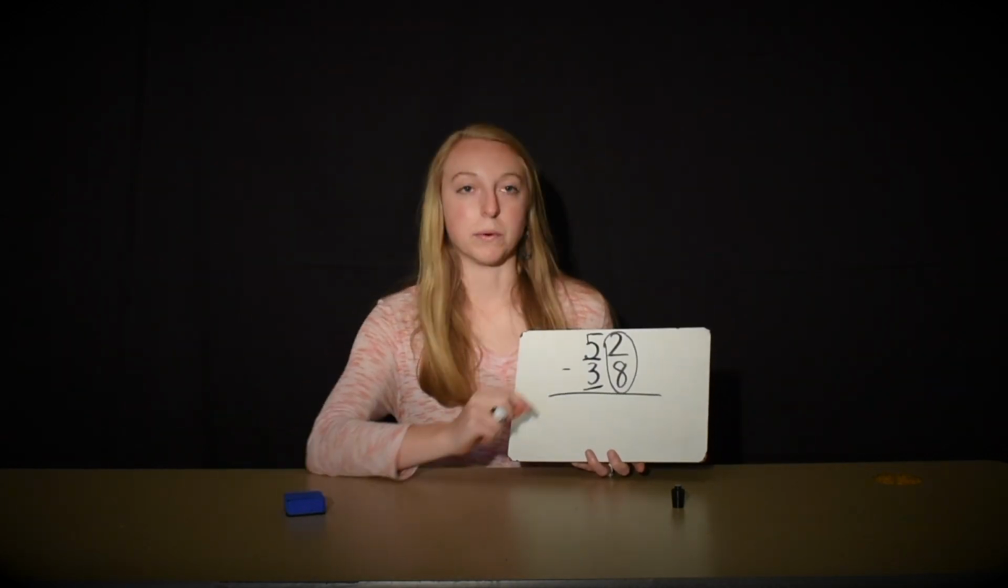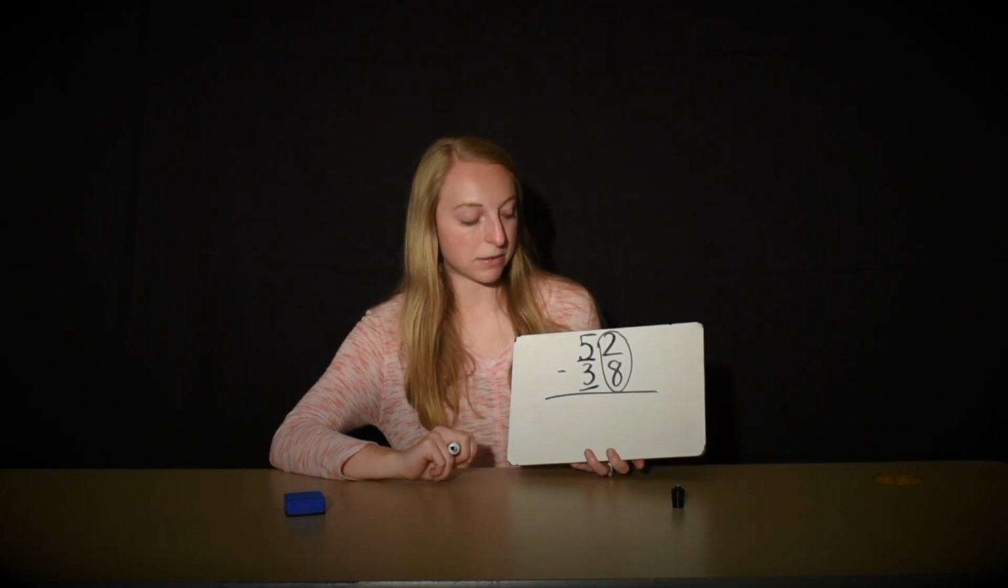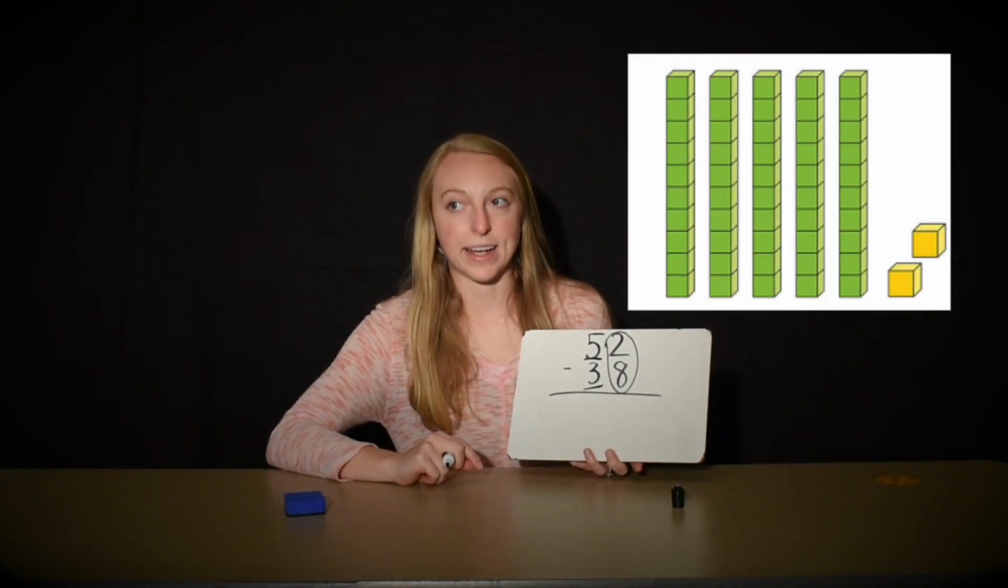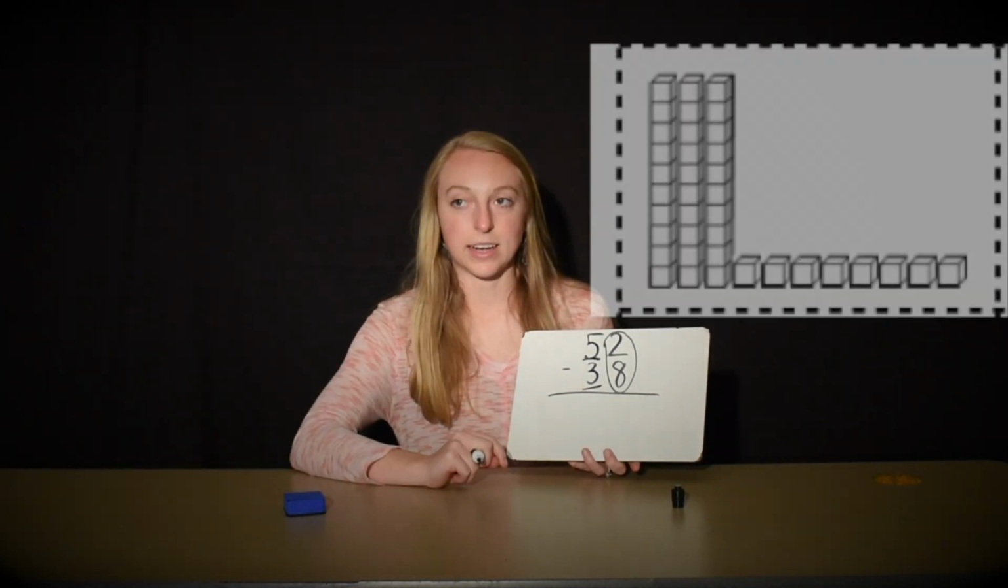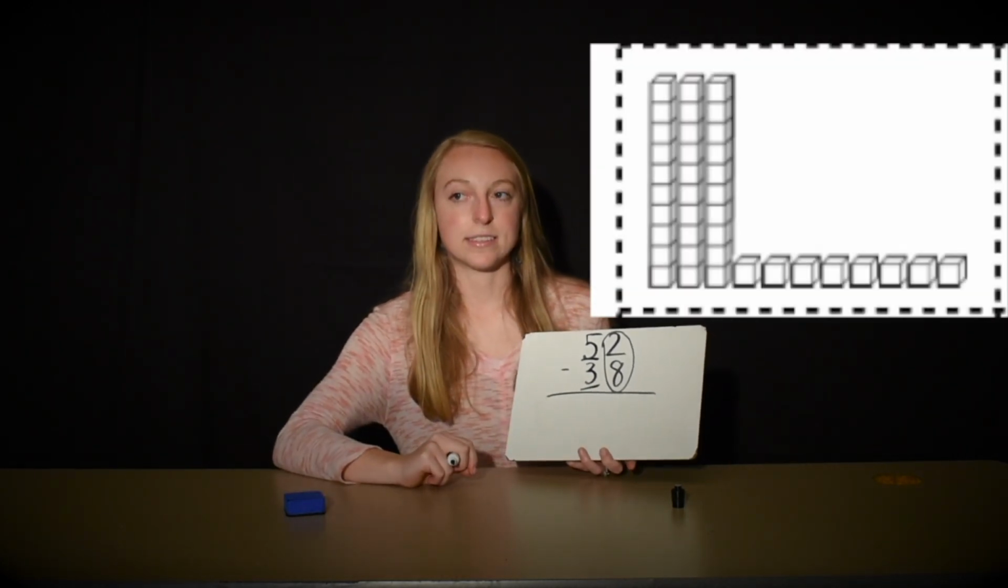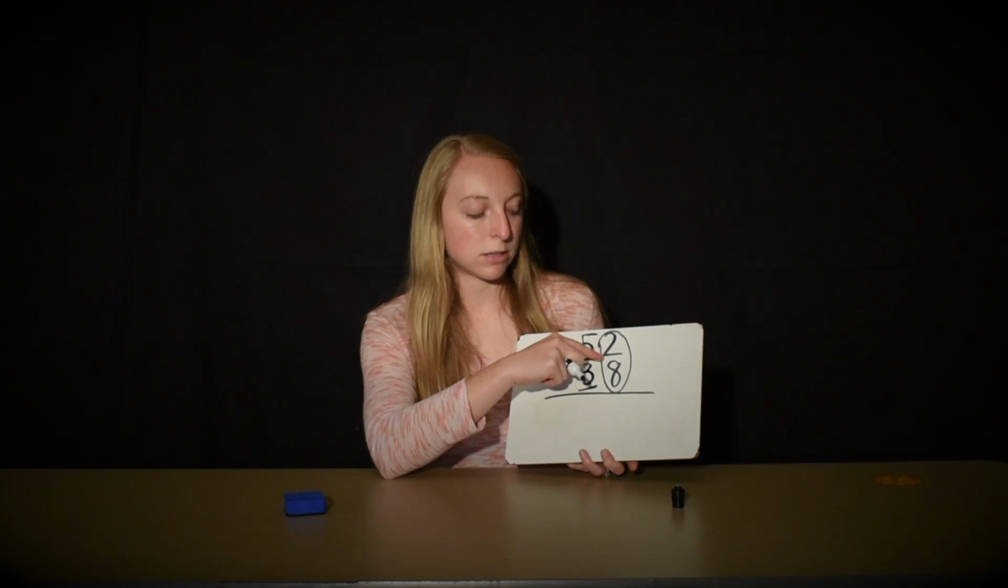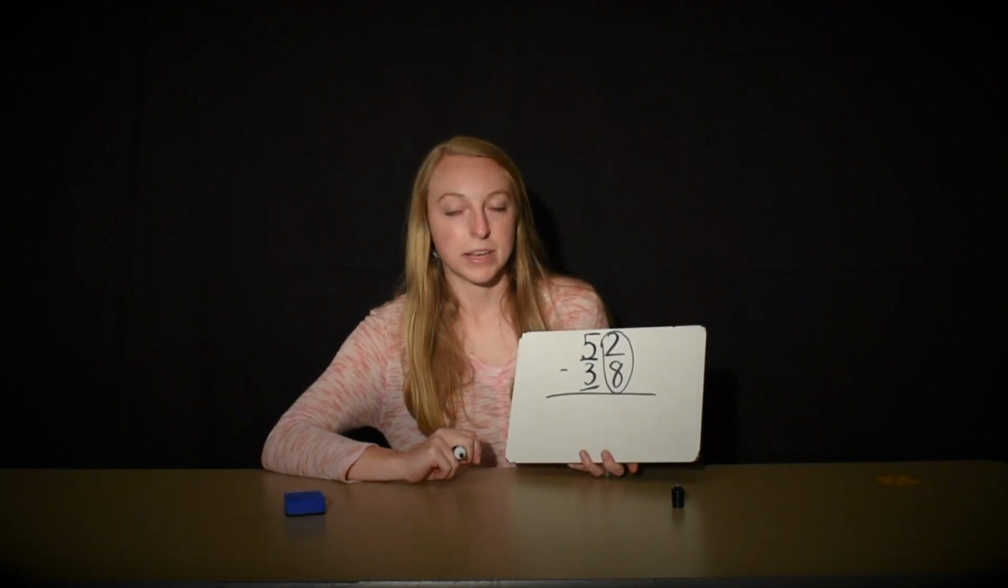So 52, we're going to start showing that with our tens and ones. 52 is 5 tens and 2 ones. 38 is 3 tens and 8 ones. Now what we're going to do to get enough to subtract 8 is we're going to borrow a 10 from 52. Now how many ones are in one 10? Very good, 10 ones are in a 10.